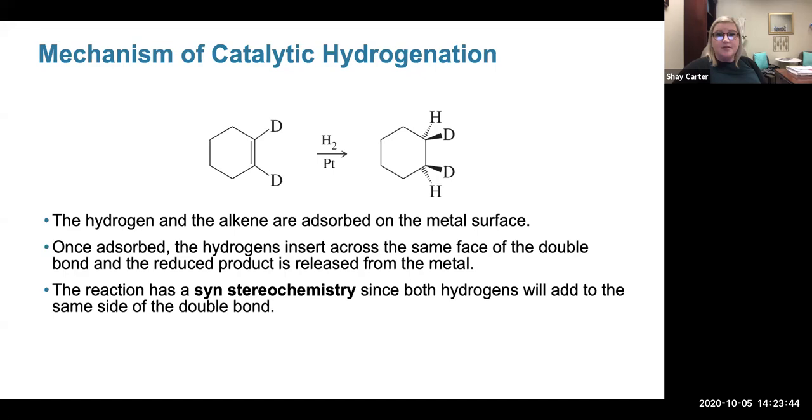So the hydrogens insert across the same face of the double bond, and the reduced product is released from the metal. So what's actually happening is we have our precious metal catalyst, the ring is coming in and touching and grabbing both hydrogens on the same face before it leaves, okay? And so we would say that this is syn stereochemistry, because they are on the same side of the double bond.